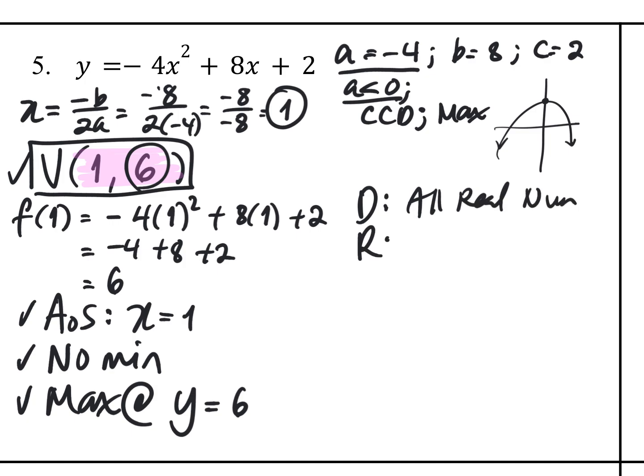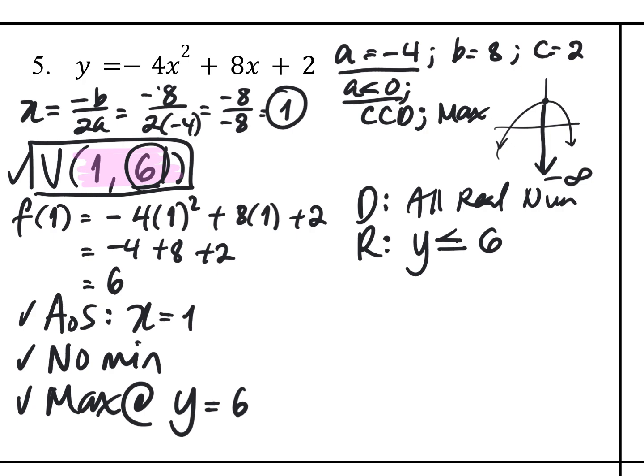Okay, and the range. If you're going to look at the range, look at the 6 here. That is the highest number we can get, and the values of y are going to be going down to -infinity in here. So we're going to say y is less than or equal to 6.